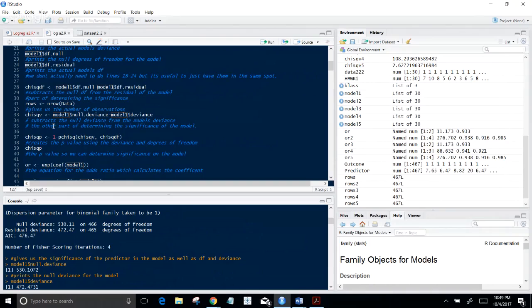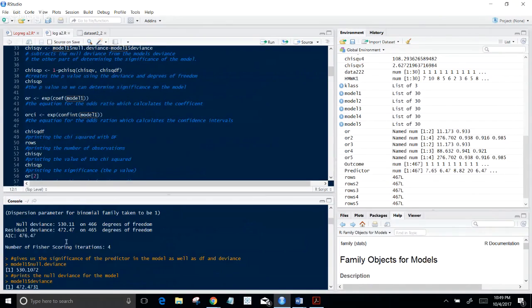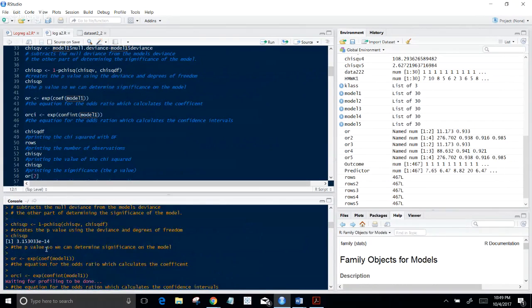Using those, we use this neat equation, pchisq. With the value and the degrees of freedom, subtract from 1 to get the actual p-value. So that is our significance of the overall model. That is found right down here, the chi-squared p. It's super duper low, indicating that our overall model is significant.